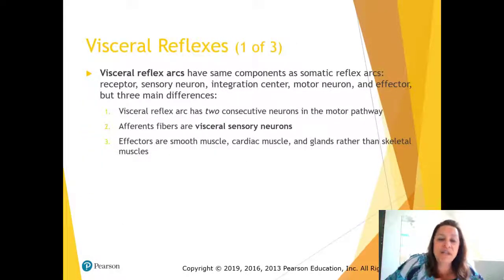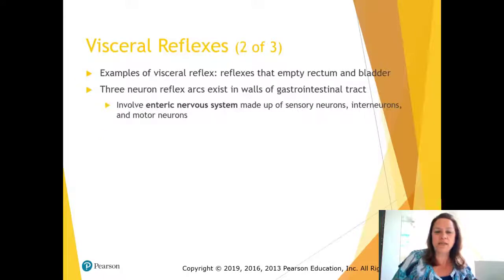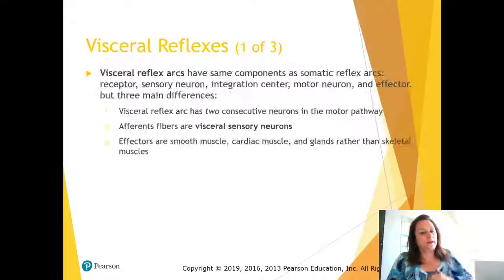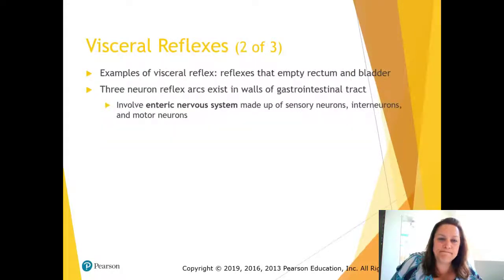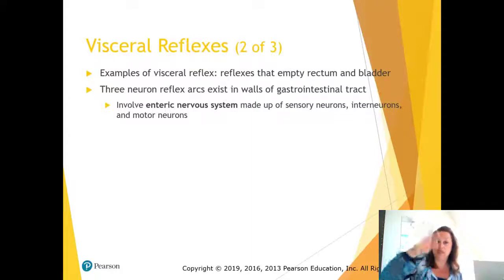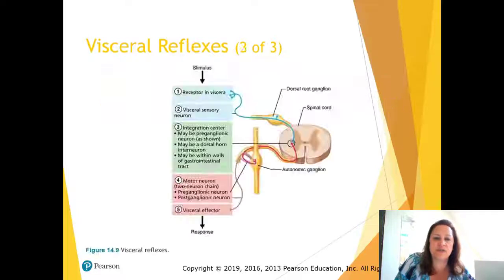So the visceral reflex arc, all right, has the same components as a somatic reflex arc, which we talked about in chapter 13: receptor, sensory neuron, integration center, motor neuron, and effector, right? But they're a little bit different. All right, and these are going to be visceral reflexes. These are not like I hit under my knee and my leg jerks. These are visceral: emptying your rectum, emptying your bladder, right? Those are going to be visceral reflex arcs.